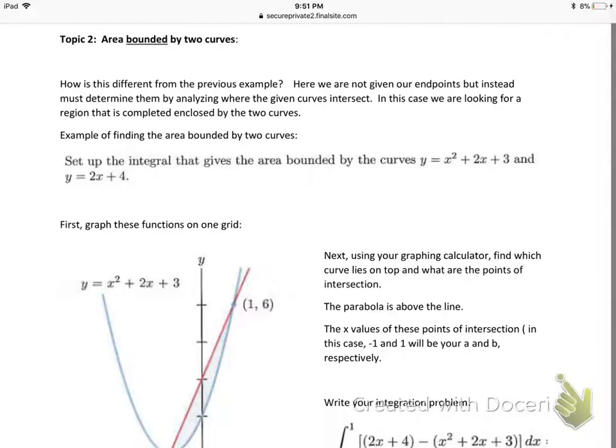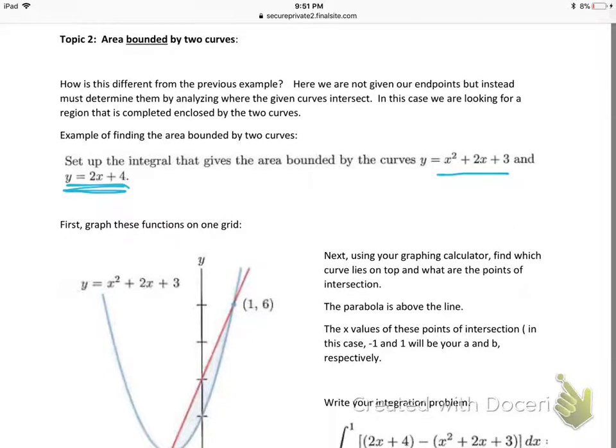So an example of finding the area bounded by two curves might be stated this way. Set up the integral that gives the area bounded by the curves of y equals x squared plus 2x plus 3 and y equals 2x plus 4. Those are my two curves. First thing, put it in your graphing calculator. You may need to zoom in to see where the intersection happens.